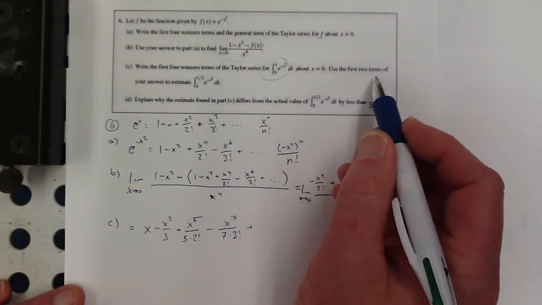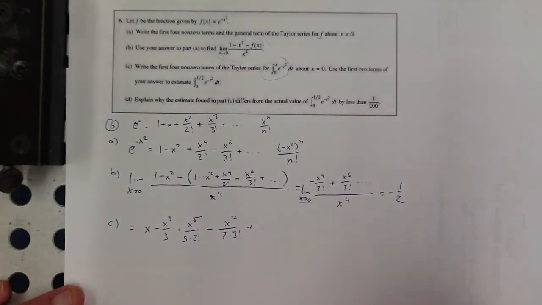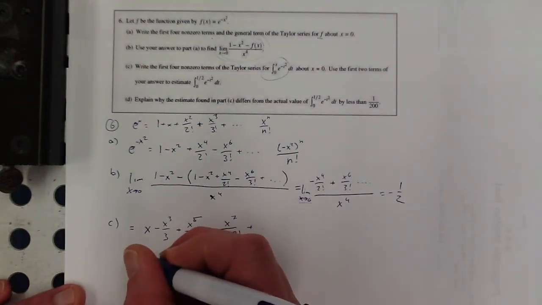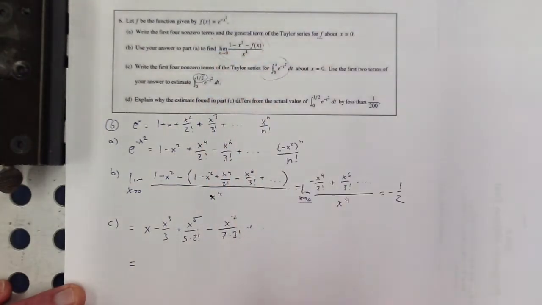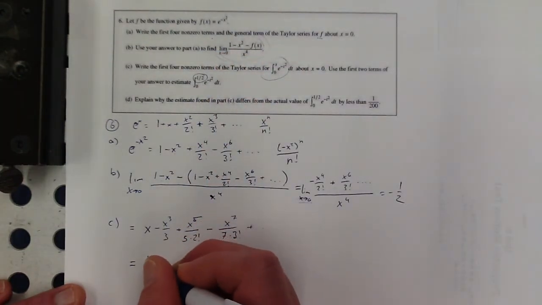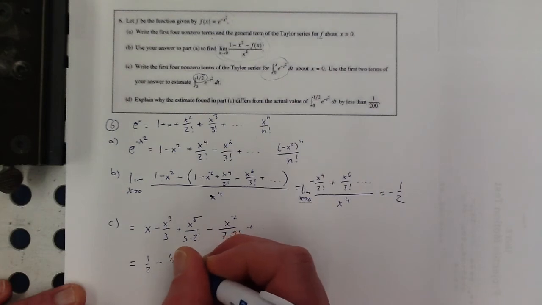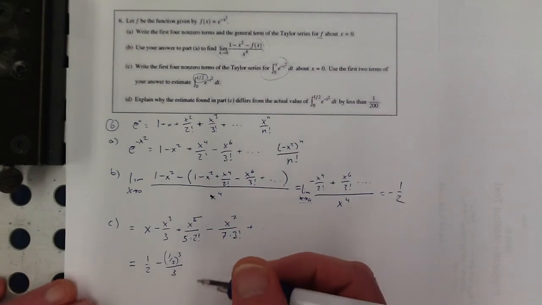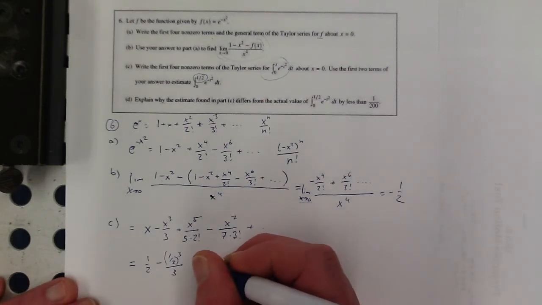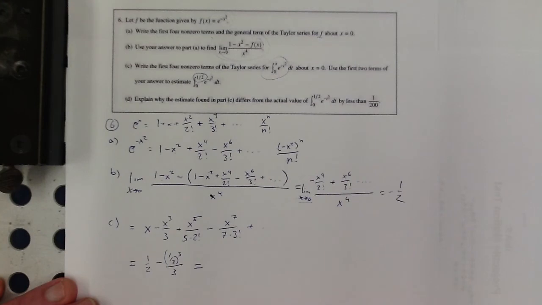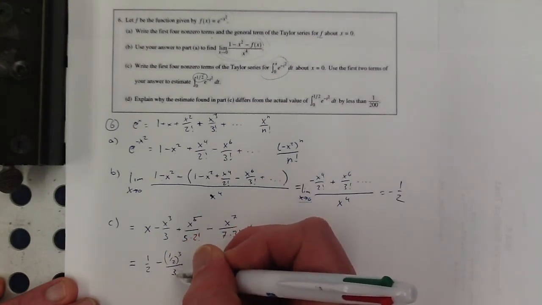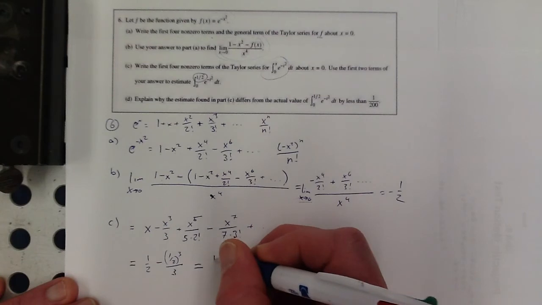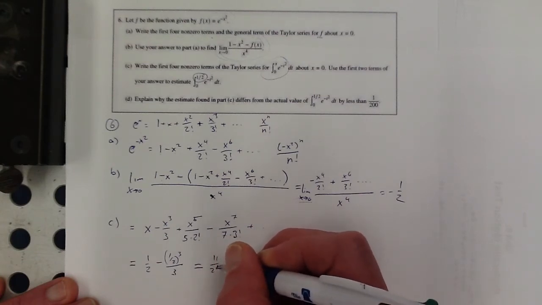Use the first 2 terms of your answer to estimate this. So the first 2 terms, plugging in 1/2, you get 1/2 minus 1/2 cubed over 3. You want to simplify that? Go ahead, but there's no payoff for doing that. Just in case you simplified it and you want the satisfaction of knowing that you are correct, this is 1/8 divided by 3, which is 1/24. That's 12/24, so that's 11 over 24 if you simplified it.